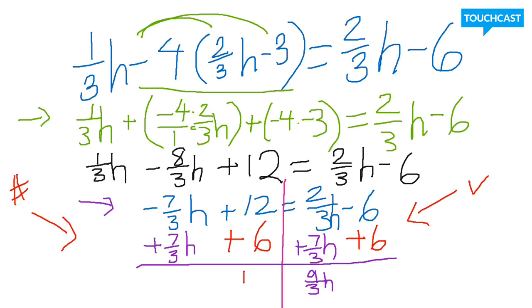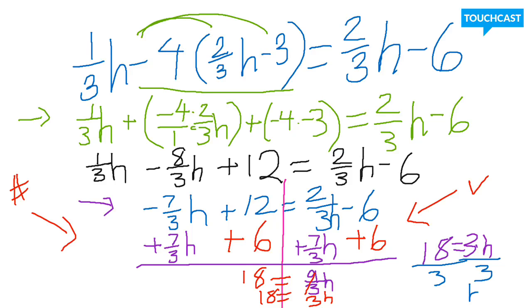12 plus 6 is 18. So now we have 18 is equal to 9/3 h. Well, we also know that that is the same thing as saying 3h. So we have 18 is equal to 3h. Now I'm going to rewrite this over here to the side just so that you can see this a little more clearly. 18 is equal to 3h. I need to get my h by itself. So I'm going to divide by this 3. 18 divided by 3. And I now know h is equal to 6.